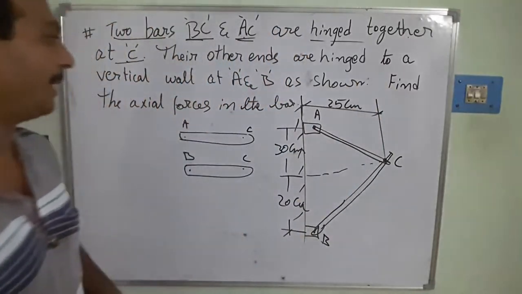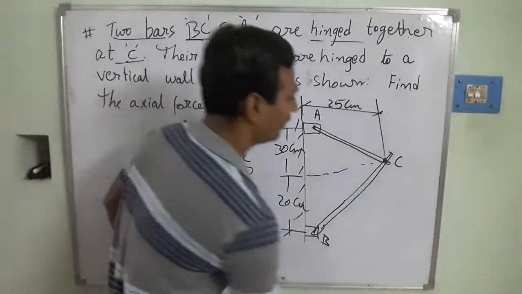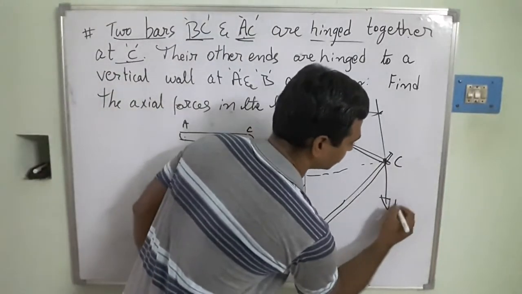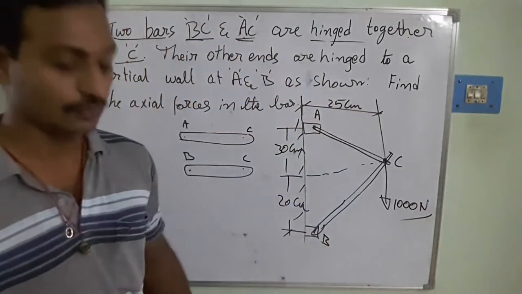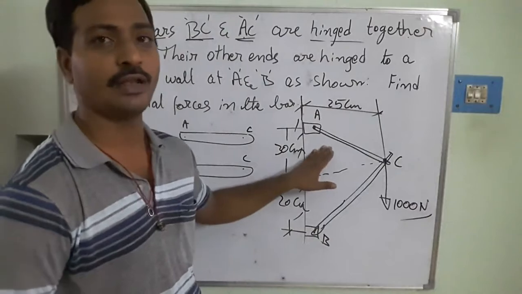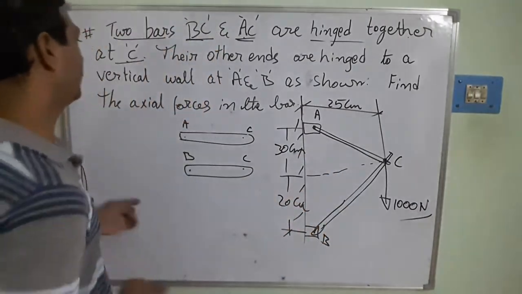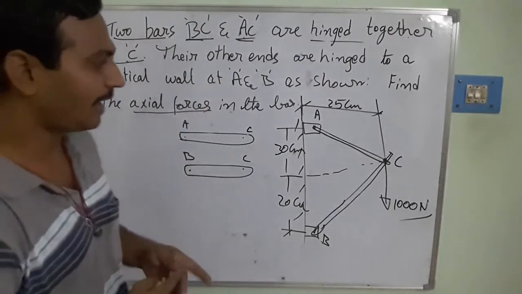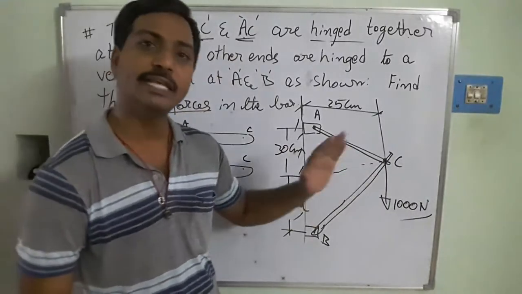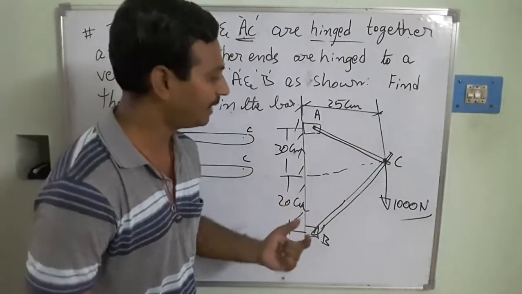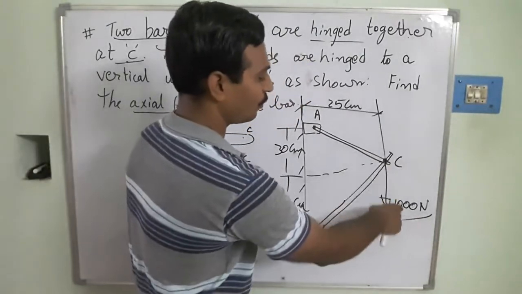So in this case, what will happen? This is the member AC and this is the member BC. At the same time, he has subjected it to a load of 1000 newtons here. Then how this member is subjected and how the different internal forces develop, what we need to find here is the axial forces. When they are hinged at C without this load, the member is in the equilibrium condition. So then what will happen? He applied the 1000 newtons load here. Then automatically the member is going to try to move in the downward direction.